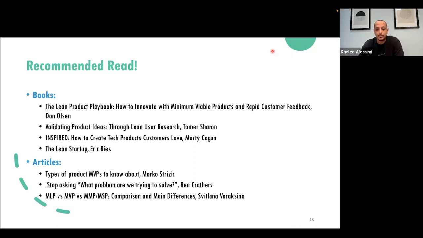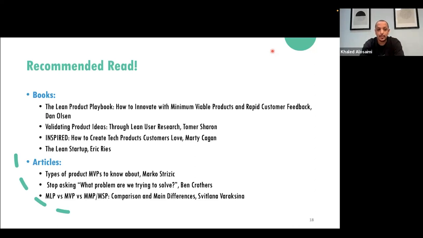I use it as my initial thoughts of how to build products. The Lean Startup will show a different way, from Dan Olsen, of creating an MVP. As I mentioned, there are so many concepts, so many ways, so many steps. It's all about using the right one for your product and your idea. Some really interesting articles. I discussed a few of the MVP types. I encourage everyone to go and read about types of products and types of product MVPs.